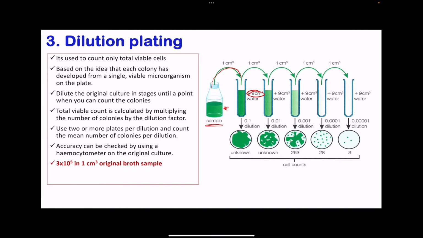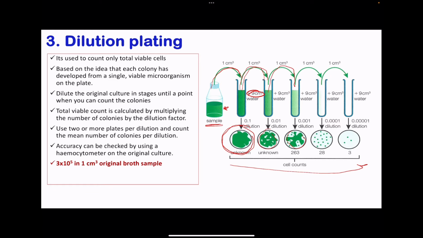Then this is mixed and a sample of it is cultured on the petri dish. Then we transfer 1 centimeter cubed to another 9 centimeters cubed of distilled water, mix properly, take off a sample, and culture that. Then transfer 1 to the next 9, mix, take off a sample, and do the same. Culture in series until we can obtain distinguishable colonies. In the end, each colony is counted as one individual cell.